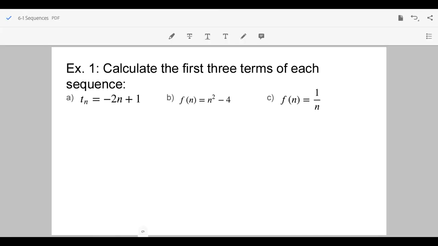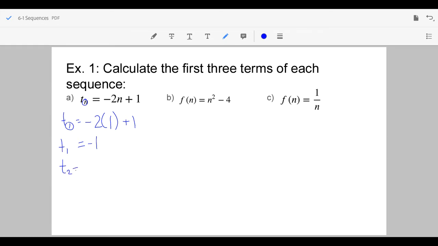All right, so here are some examples. We're going to calculate the first 3 terms of each sequence. For the first one, we're given the general equation for some sequence. So term n is equal to negative 2 times n plus 1. And again, remember that whatever our subscript down here is, that's our n. So negative 2 times 1 is negative 2, plus 1 is negative 1. So term 1 is equal to negative 1.